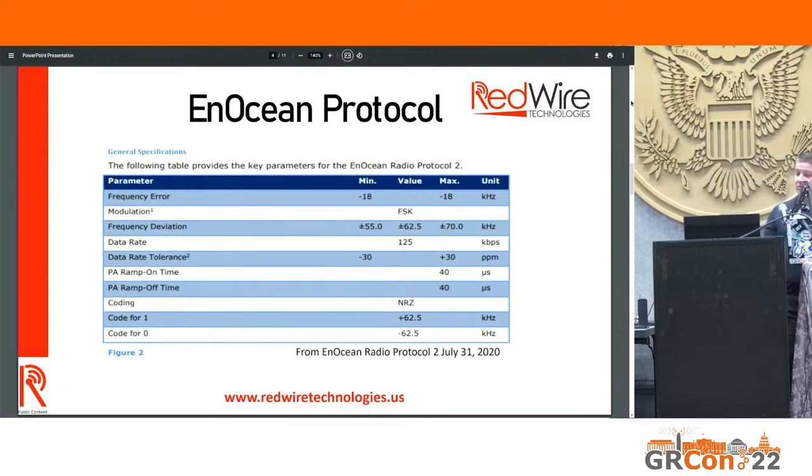So what does it look like? Like I said, it's just a simple FSK, 62.5 kilohertz offset for the frequency deviation, 125 kilobits per second, with a lot of tolerances and various other standards. That's all part of the spec, which you can go find. It's the EnOcean Radio Protocol 2 document.